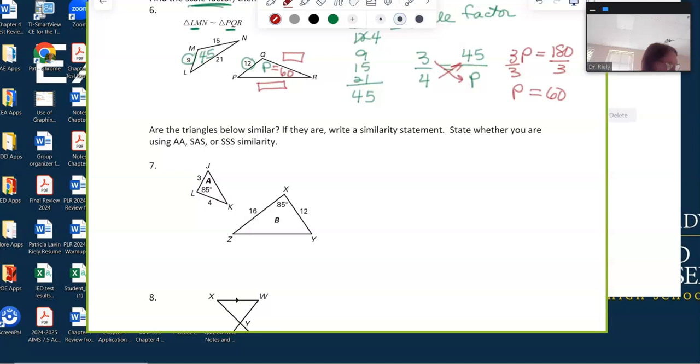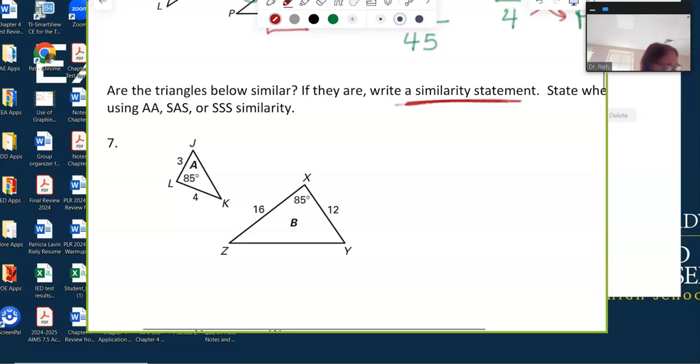Okay, are the triangles below similar? If they are, write a similarity statement. Okay, we know what those are. And then state whether you are using AA, SAS, or SSS similarity. Okay, I am seeing that these two angles are equal. So I'm going to see if I have proportionality, and I am looking at side angle side.